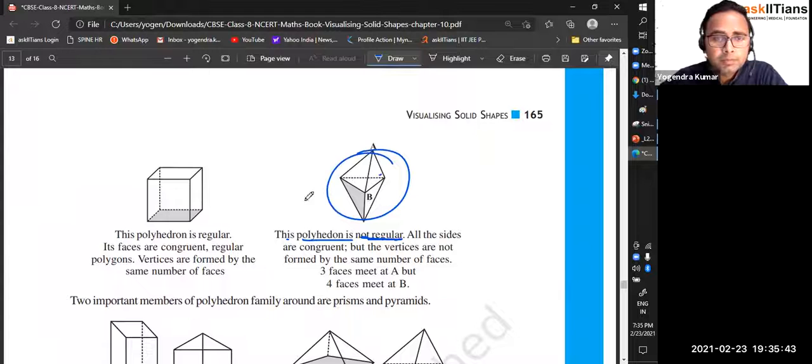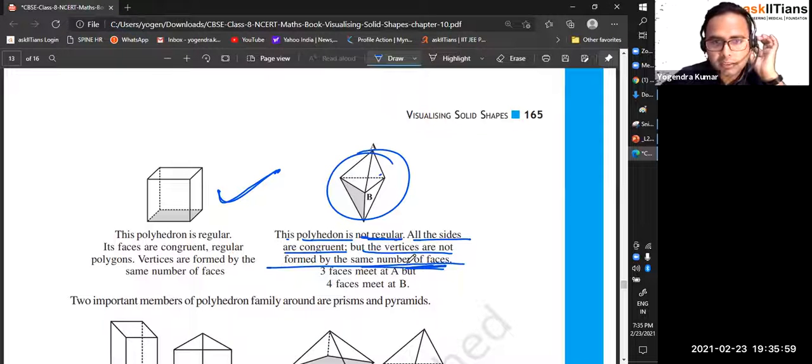Why? Because regular means all these sides are congruent, but the vertices are not formed by the same number of faces, right? Here the vertices are not formed by the same number of faces. 3 faces meet at A, right? And 4 faces meet at B, right? So that is not correct.